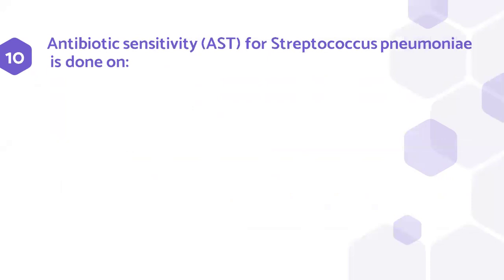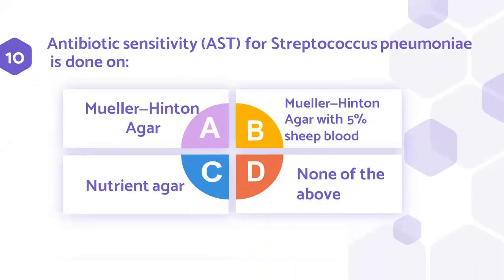Next question. Antibiotic sensitivity testing for Streptococcus pneumoniae is done on option A, Mueller-Hinton agar medium. Option B, Mueller-Hinton agar with 5% sheep blood. Option C, nutrient agar. And option D, none of the above. Generally for antibiotic sensitivity testing, we use Mueller-Hinton agar medium, and an alternative to Mueller-Hinton is nutrient agar.